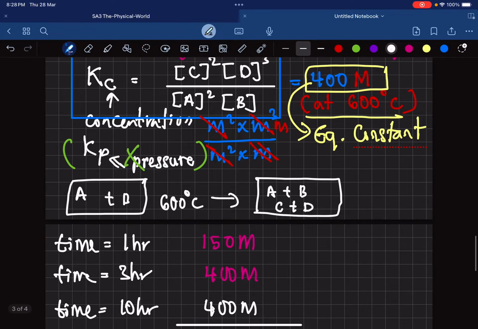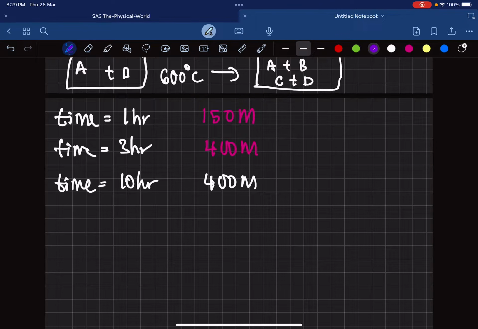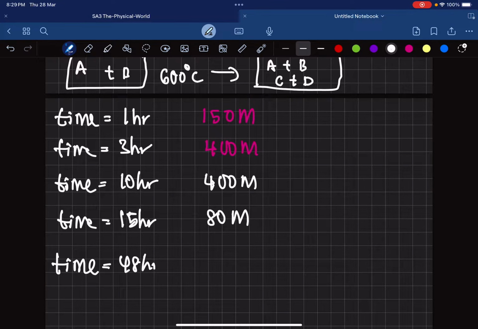Okay, all right. Then something happened. Let's say there was a power cut. Something happened, and then you come back and let's say time was 15 hours and there was a power cut. That means suddenly there was no electricity, and you come back and then you notice the value has now become 80. Okay, so last one. Then you make some changes, you did something, and then you come back, let's say 48 hours, 2 days later, and then you realize now the value is 1500 M. Wow, the value has really changed.